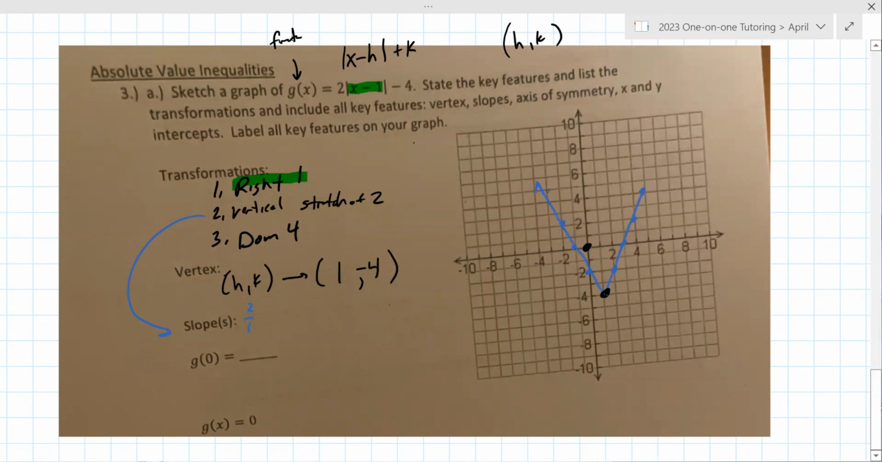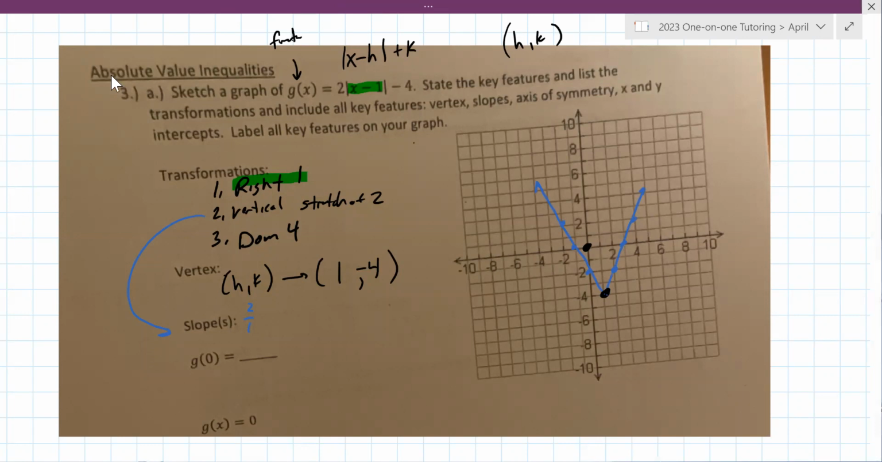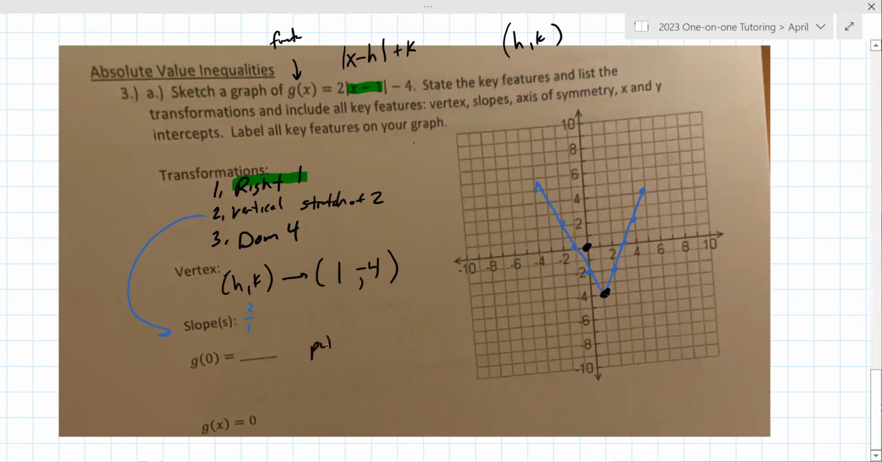Yeah. All right. g of 0. This means to put 0 in for x. Okay. Up here at the top. Would you attempt to calculate that for us, please?